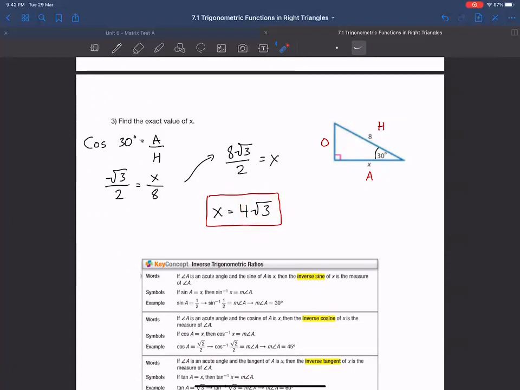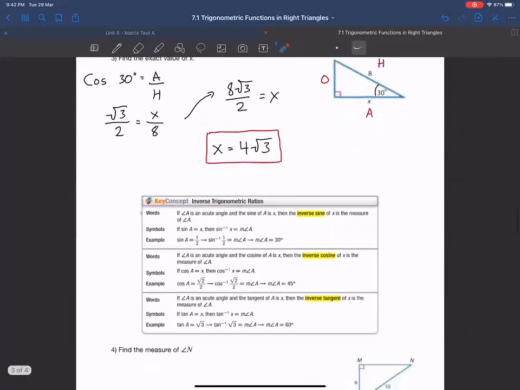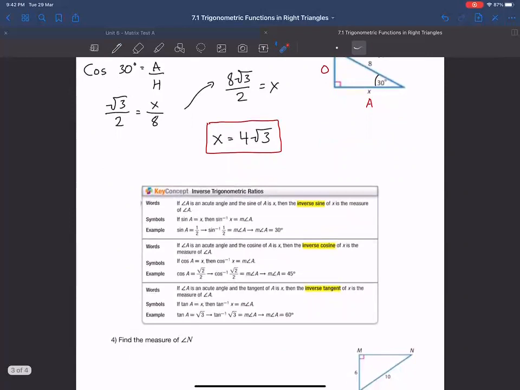And then lastly, one of the last things I want to do is look at these things called inverse trig ratios. An inverse trig ratio is kind of how we can undo a sine, a cosine, or a tangent. The idea of an inverse is kind of how a log is an inverse of an exponential, or a square root is an inverse of a square. We have these things called inverse trig ratios, which are going to undo things.